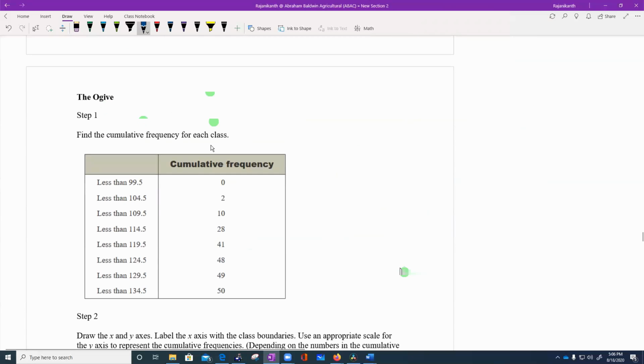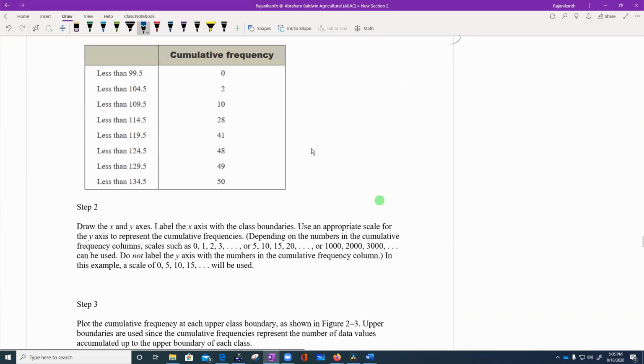So this ogive, to draw an ogive is nothing but the curve. The shape is like going like this, like an S, no? So going all the way like that. This kind of curve is called the ogive. So this is the way.